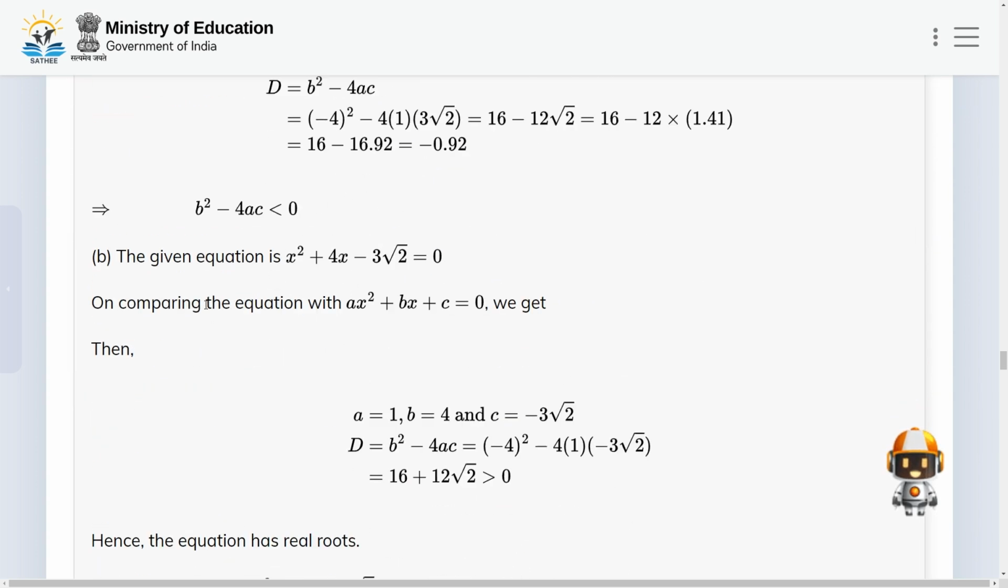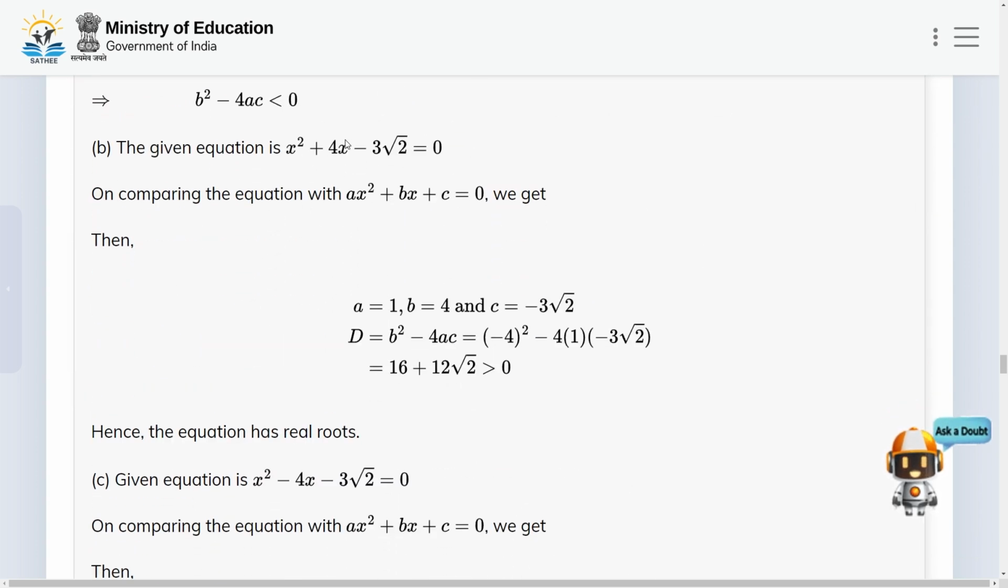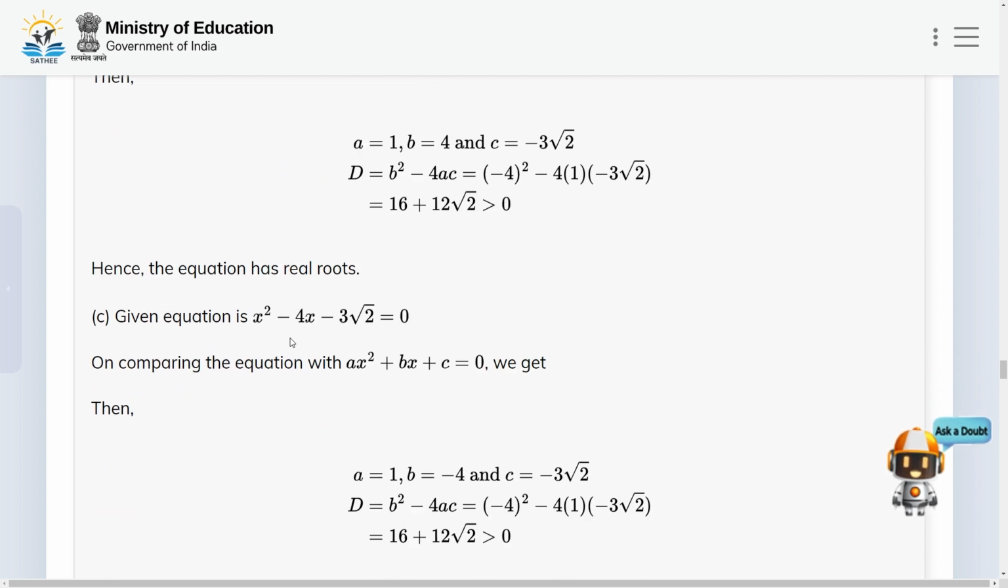Now you can check option number B. The given equation is x square plus 4x minus 3 times root 2 equals 0. Comparing the equation with ax square plus bx plus c equals 0, we get a is equal to 1, b is equal to 4, and c is equal to minus 3 times root 2. And d is equal to b square minus 4ac, that is 4 whole square minus 4 times 1 times minus 3 times root 2, which is 16 plus 12 times root 2. This is greater than 0, hence the equation has real roots.